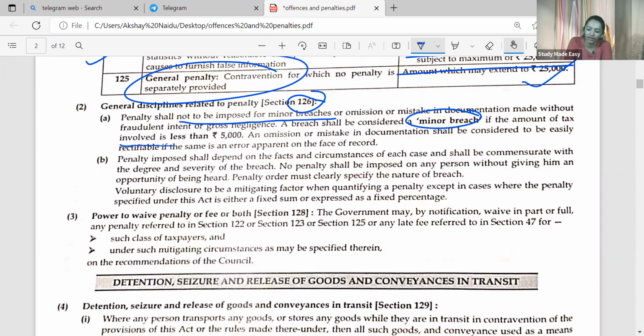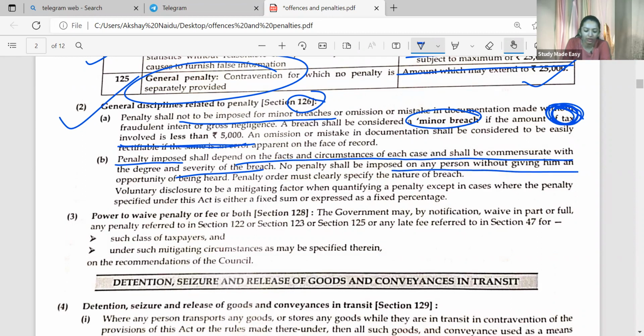So it is if the tax involved, if the tax amount involved, it is not ITC, कुछ भी और नहीं, tax involved is less than 5,000, that is minor breach. So tax का involvement less than 5,000, it would be minor breach. Penalty imposed depends on facts and circumstances of the cases. Obviously, penalty will depend on facts and circumstances of the cases. Severity, कितना serious breach you have done. So no penalty shall be imposed on any person without opportunity of being heard. Simple. Read भी नहीं करना. Main चीज is this. 5,000. अगर less than 5,000 is the tax involved, then in such a case it is minor breach.